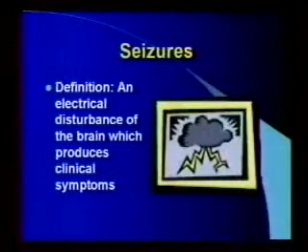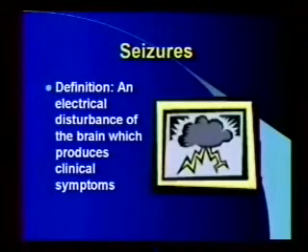The first thing that we're going to talk about is seizures. I know that all of you that have been in small animal practice know that a lot of animals are presented with seizures. So let's start first with a definition of what seizures are. Seizures are an electrical disturbance of the brain which produces clinical symptoms, some kind of sign that we can see that the animal manifests as a result of this abnormal electrical activity. So it's almost like a brain storm. That's the little picture there.